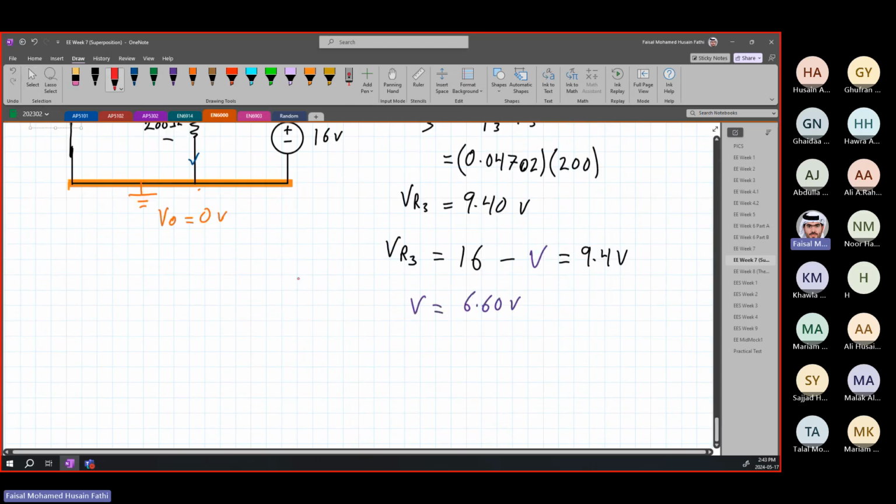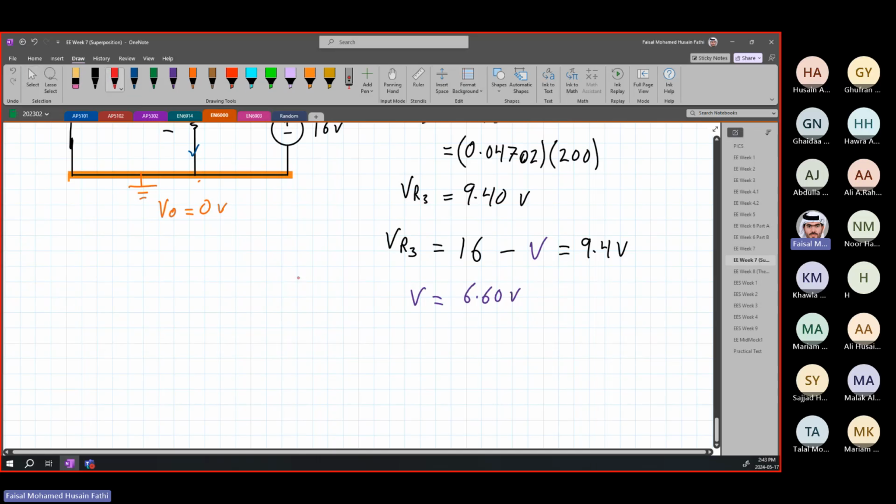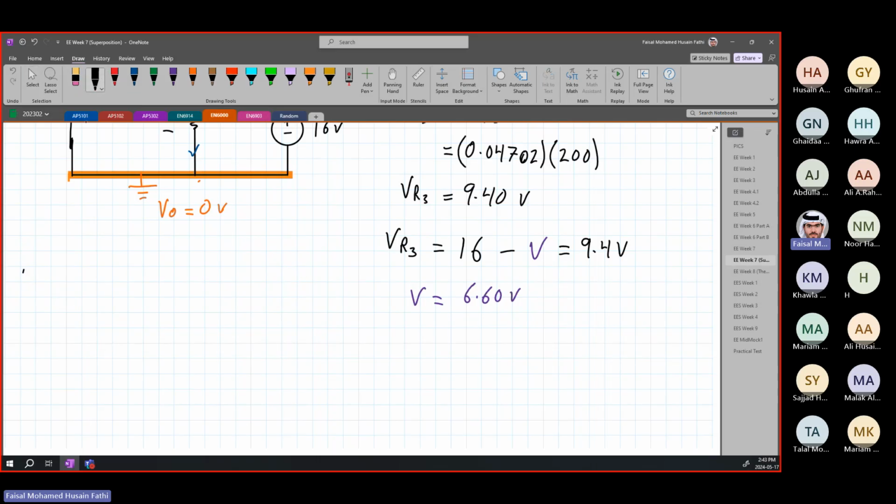So let's start with IP1. If we're talking about IP1, we need to talk about VR1. VR1, the voltage drop across the first resistor, is going to be equal to IP1 times R1.